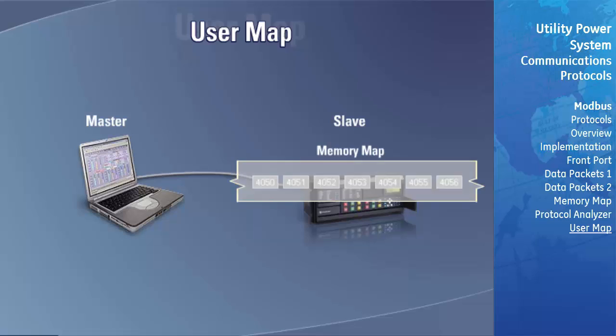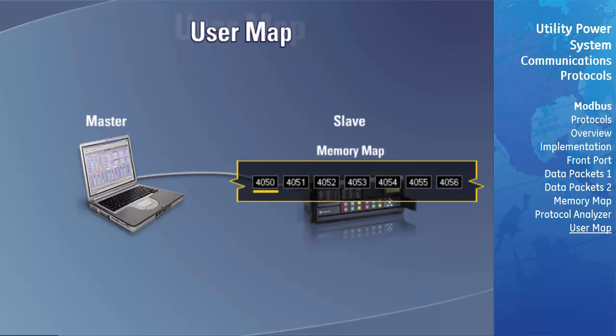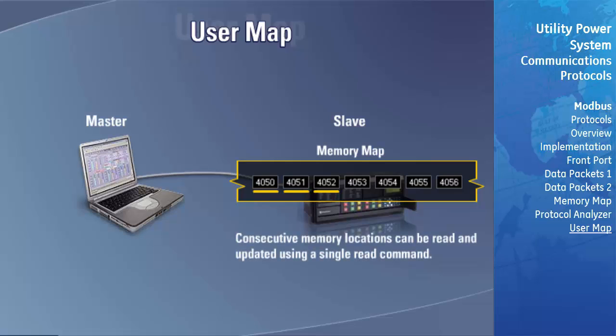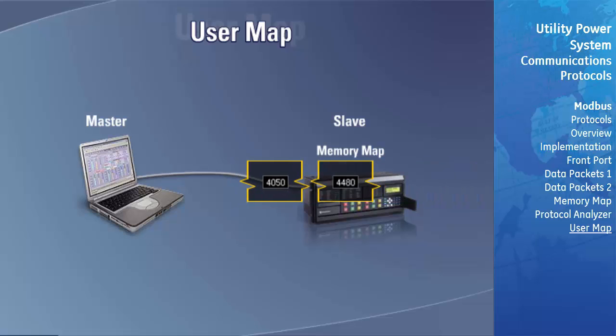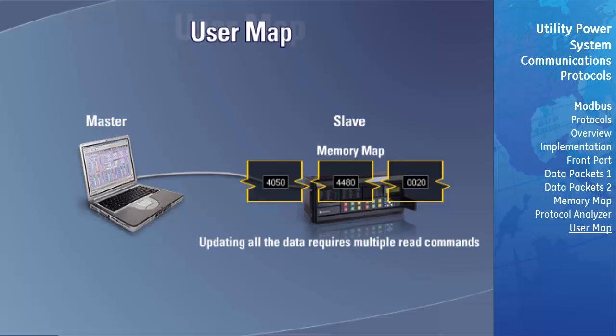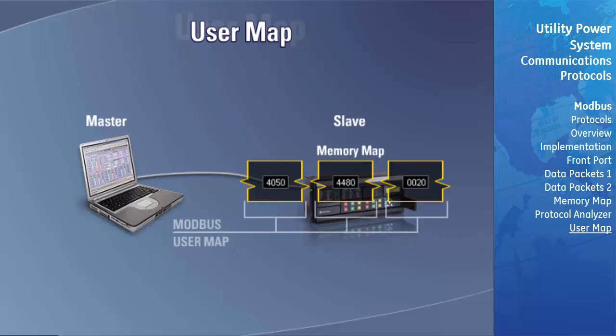If all the data that is required by the master is located in consecutive memory locations within the slave, it can be read and updated within the master's memory on a periodic basis using a single read command. This, however, is rarely the situation. Normally, the required information is located in several different areas of the slave's memory. To update all the data requires multiple read commands, increasing the required time for the master to get a complete update. To reduce this time, all GE multi-lin relays have a Modbus user map.